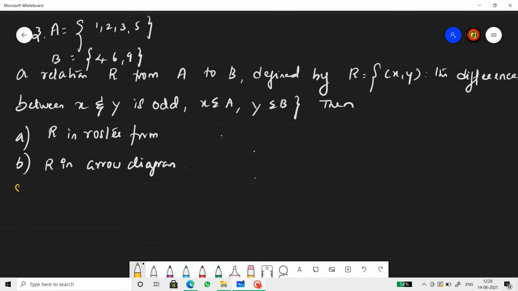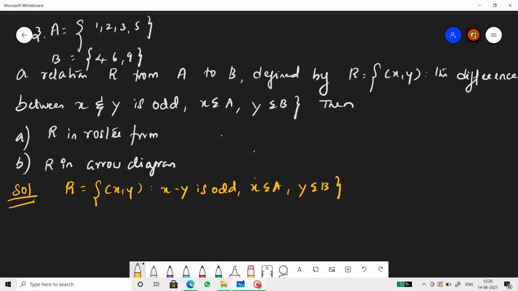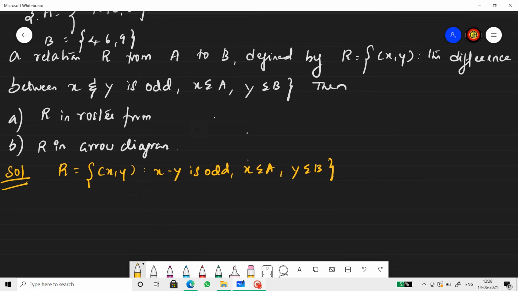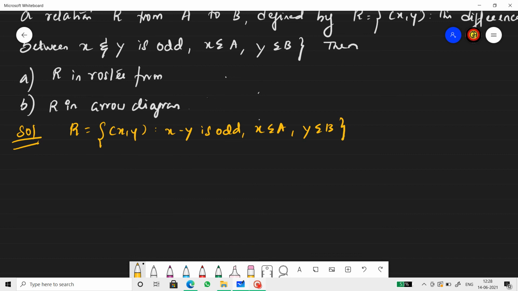Now, let me rewrite the R set once again according to my understanding. R is x comma y, where x minus y is odd, where x belongs to set A and y belongs to set B. Right. Now, I'm going to scroll a bit. Now, difference between two numbers can be odd if one is even and the other one is odd, isn't it?